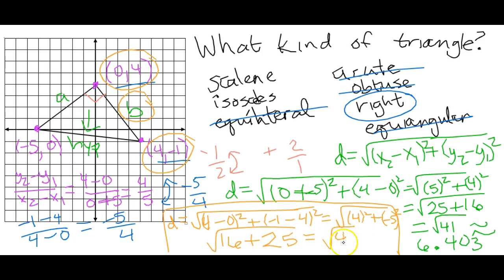That has to be the square root of 41 again, which is approximately 6.403. So these are congruent. Those two sides are congruent, which means this has to be isosceles. So this triangle is an isosceles right triangle.